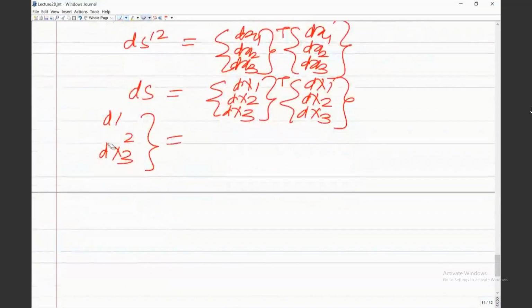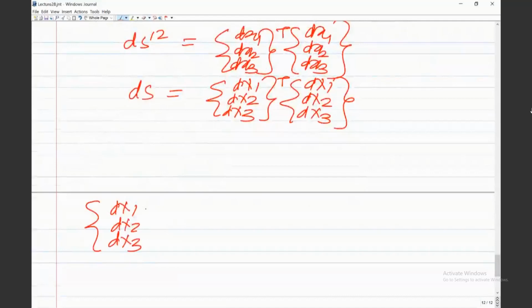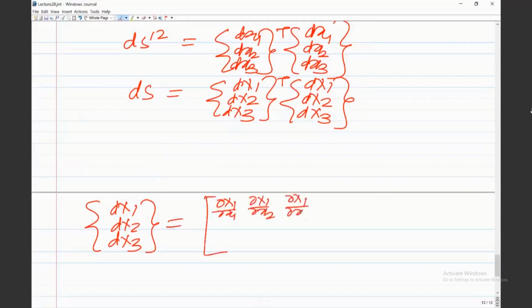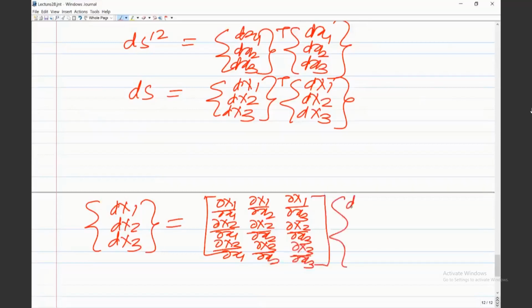let me write this in the next space. So we write dX1, dX2, dX3. Because these are expressed as a function of small x1, x2, x3, we write del capital X1 upon del x1, del capital X1 upon del x2, del capital X1 upon del x3. Similarly, del capital X2 upon del x1, del capital X2 upon del x2, del capital X2 upon del x3, del capital X3 upon del x1, del capital X3 upon del x2, del capital X3 upon del x3, into d small x1, d small x2, d small x3.